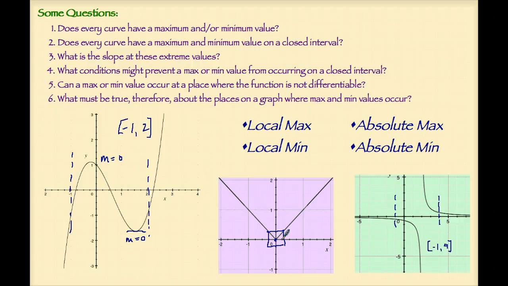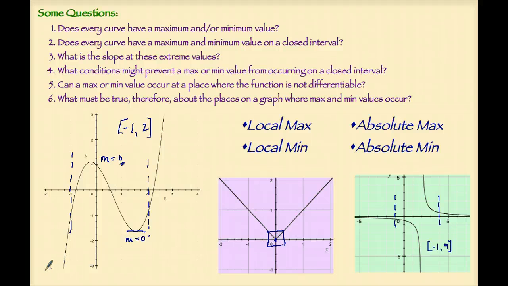Then the last question sort of ties it all together. What must be true, therefore, about the places on a graph where max and min values occur? First of all, we need to have a place where the function is continuous. There can't be a break there. And in both of these cases, continuity is in place, even though this is not differentiable. We also need the slope to be either 0 there, or for the slope to be undefined there. Those are the two slopes which would indicate that we might have a max or min value.